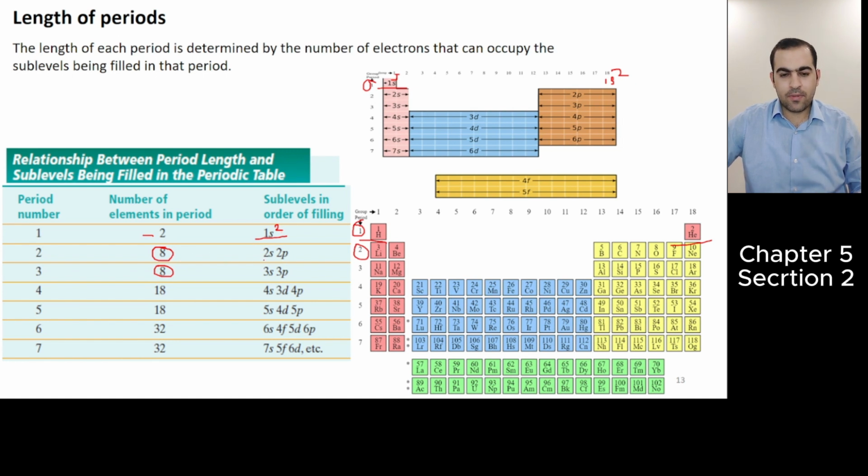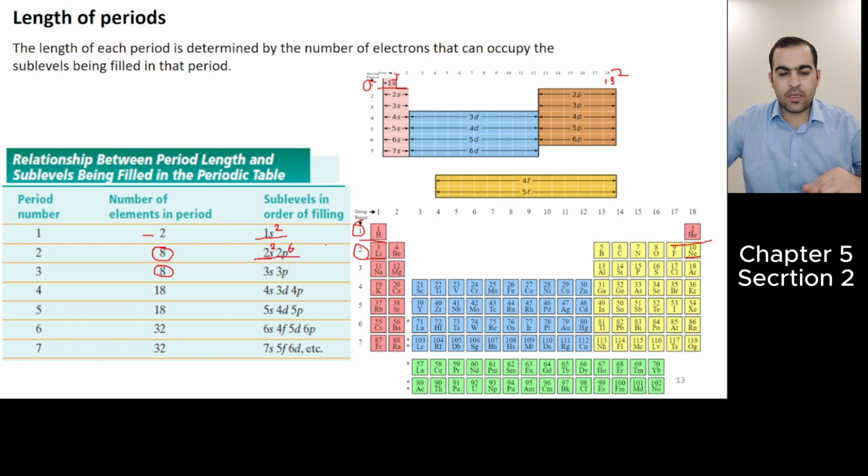Look at the second one. There are 8 elements. Lithium here, its last electron is in 2s. After helium, lithium comes. After 1s, 2s comes. It's going to be 2s1, then 2s2 for beryllium. Then for boron, the electron enters 2p1. Then in neon it is going to be 2p6. So in the second energy level, 2s and 2p are going to be filled. And we can say the elements in this period, their last electron is in 2s and 2p.